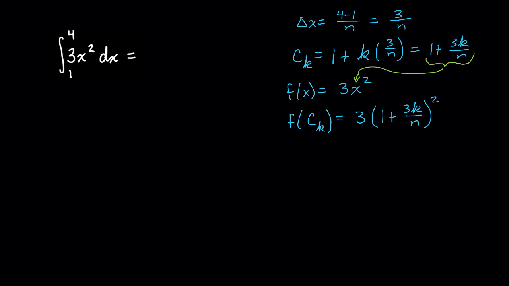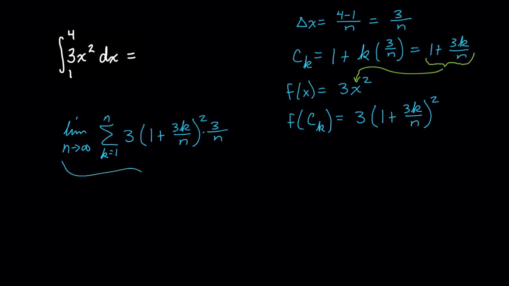All right, so now let's build our limit definition. This integral would equal the limit as n approaches infinity, sigma going from k equals 1 up to n, of f of c sub k, where f of c sub k is this part right here, times delta x, which is this part right here. And that is our limit definition right there.